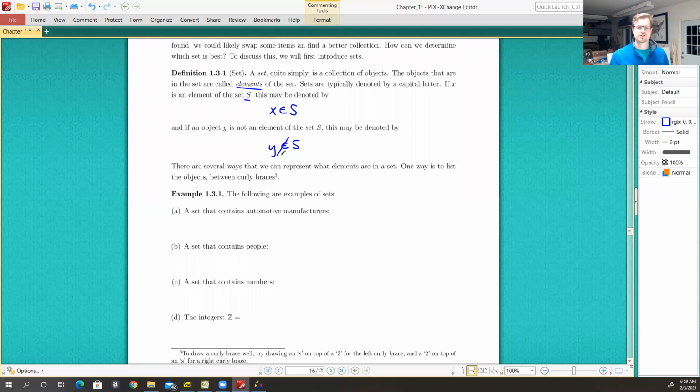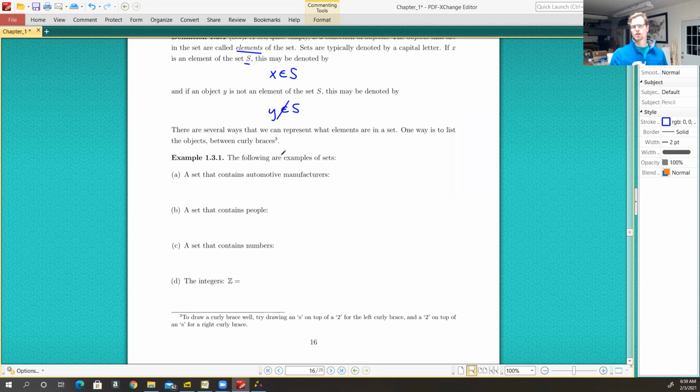All right, so we have a couple different ways to represent sets. So we're going to take a look at some examples of sets here. And in the first example, we will consider how to write one way to represent sets. And then in another example, we'll consider an additional way to represent sets.